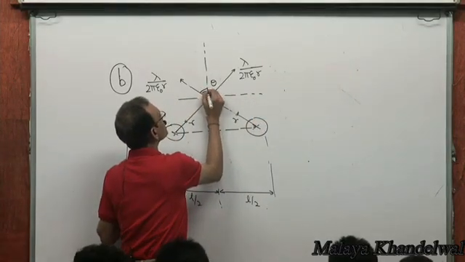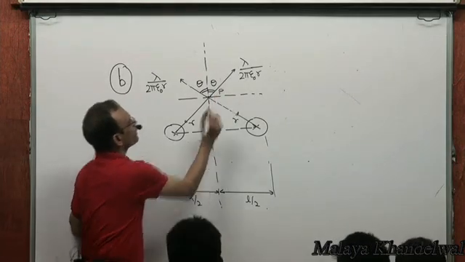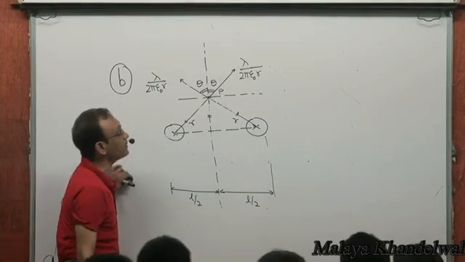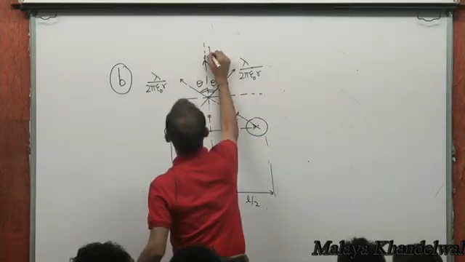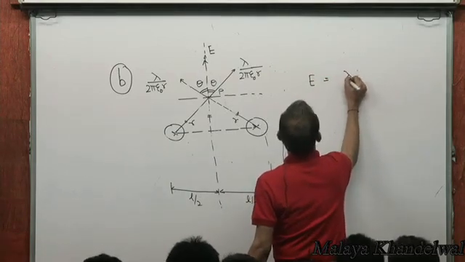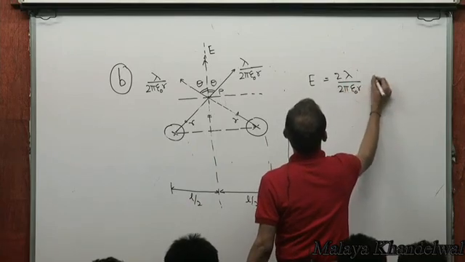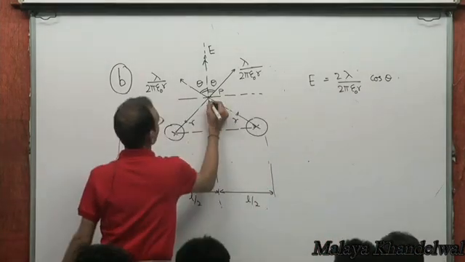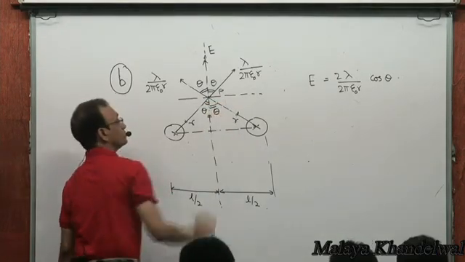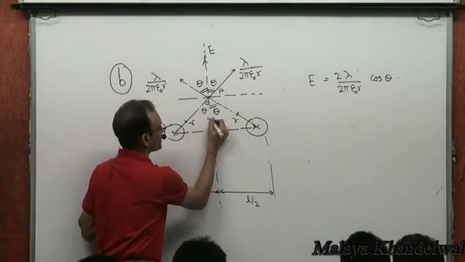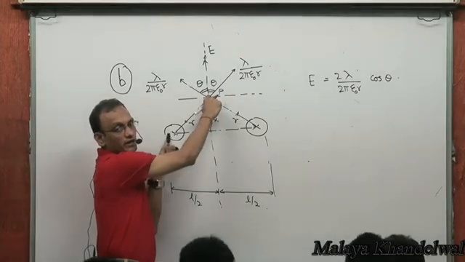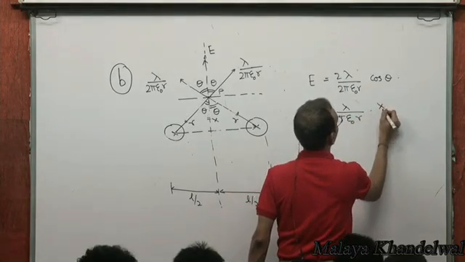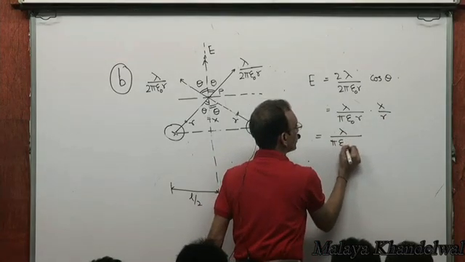This angle is theta. This angle is theta. The net electric field at this point P would be the vertical components of these electric fields added up. So the net electric field E upwards is going to be 2 times lambda by 2 pi epsilon naught r cos theta. Now this is theta. These are also theta. And this distance was x. So cos theta is going to be x by r. So lambda by pi epsilon naught r squared into x.